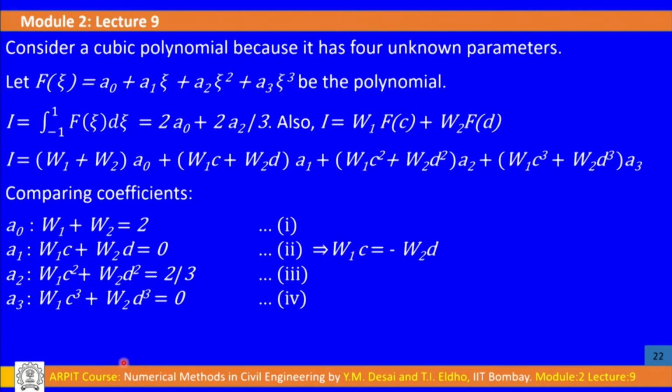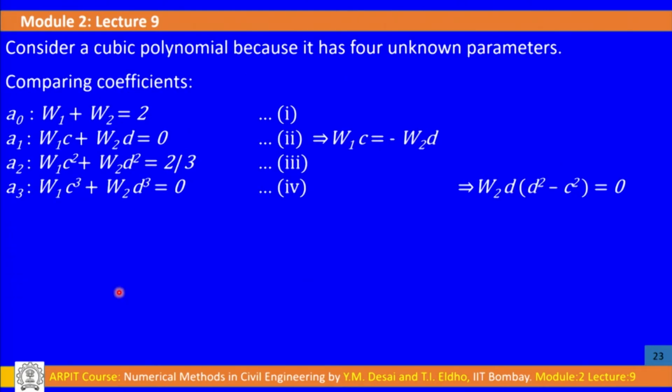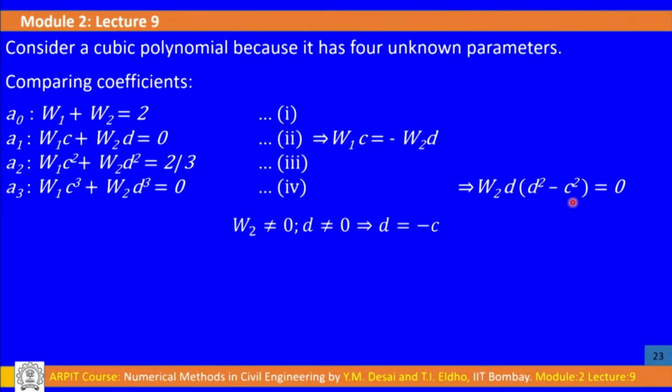Let us substitute this into equation 4, and from that we get W2 D times (D square minus C square) equal to 0. Now, this term gives us 3 possibilities: either W2 equal to 0, or D equal to 0, or D square minus C square equal to 0. W2 cannot be 0. In that case, we are getting contribution from only one point. So, then we are not talking about trapezoid, and by the same logic D also cannot be 0. So, we are left with only one choice, D equal to plus or minus C.